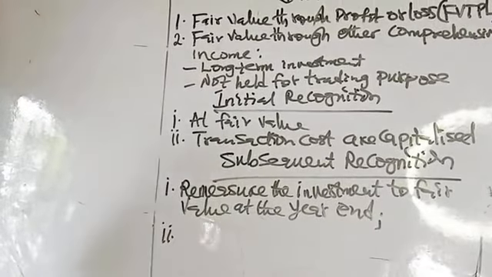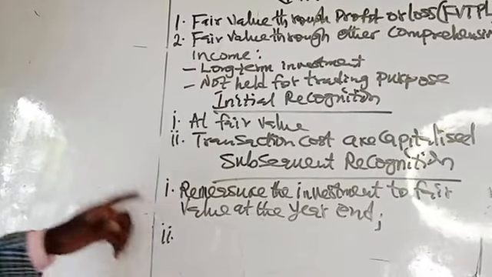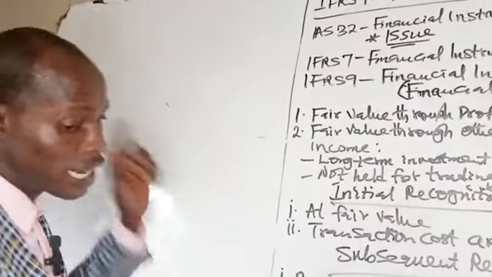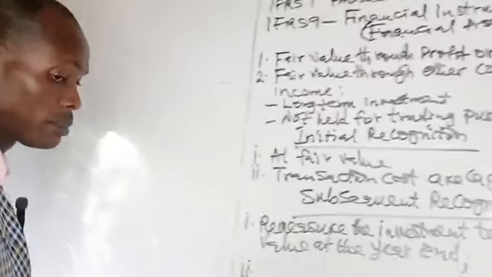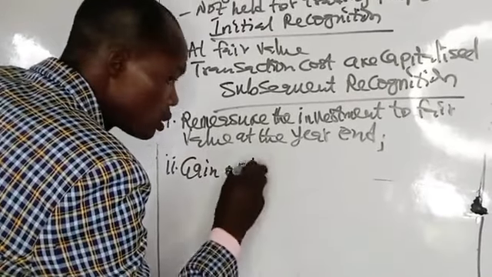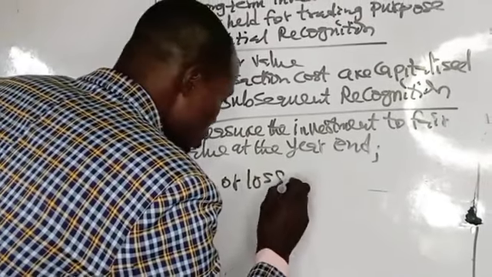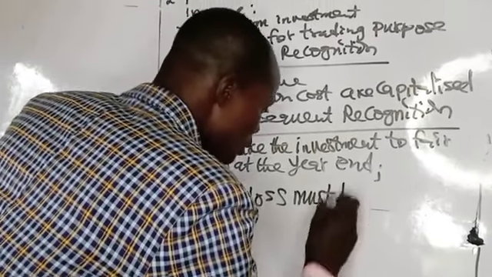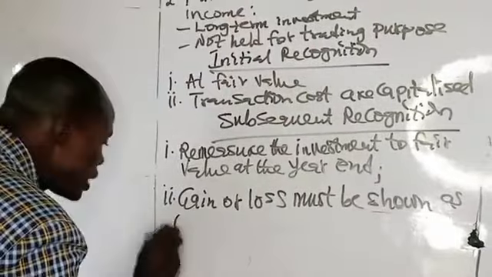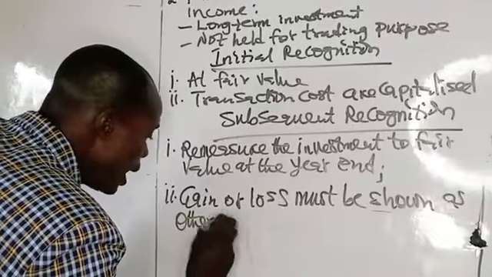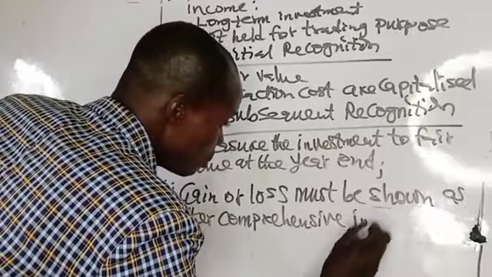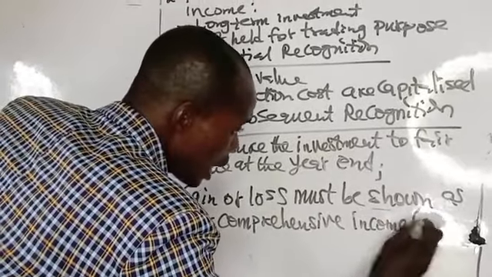Number two, gain or loss attributable to the investment must be shown in other comprehensive income and taken to investment reserve in equity. Gain or loss must be shown as other comprehensive income.